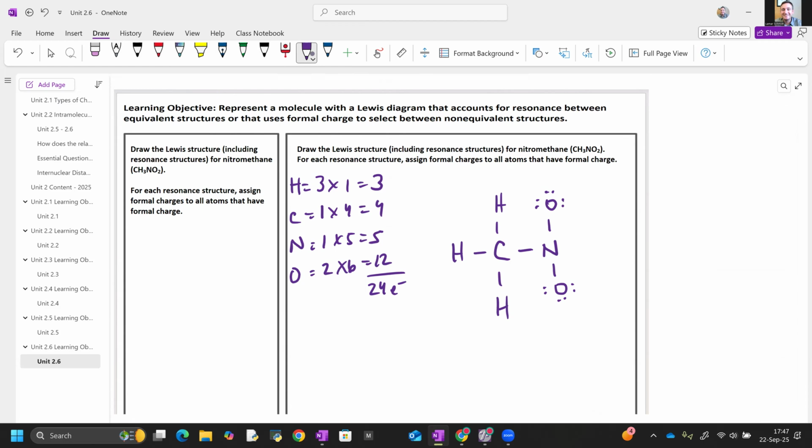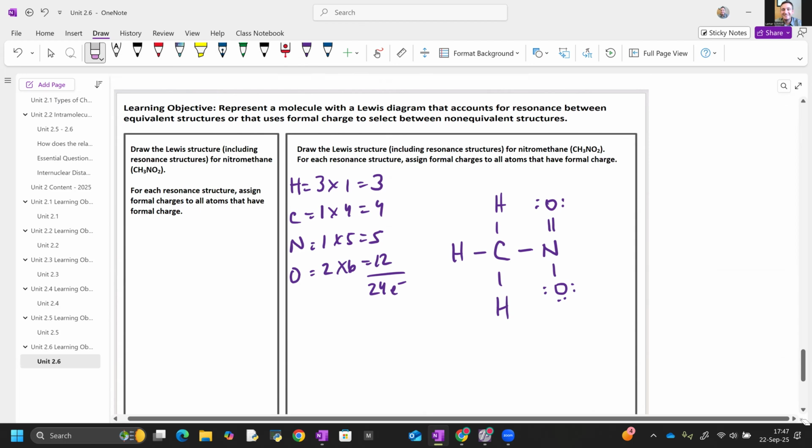So what we can do is we can add a double bond in one region. And it doesn't matter whether it's here or here, but we'll put the double bond in and then remove some valence electrons so that oxygen has an octet and now nitrogen has an octet as well.